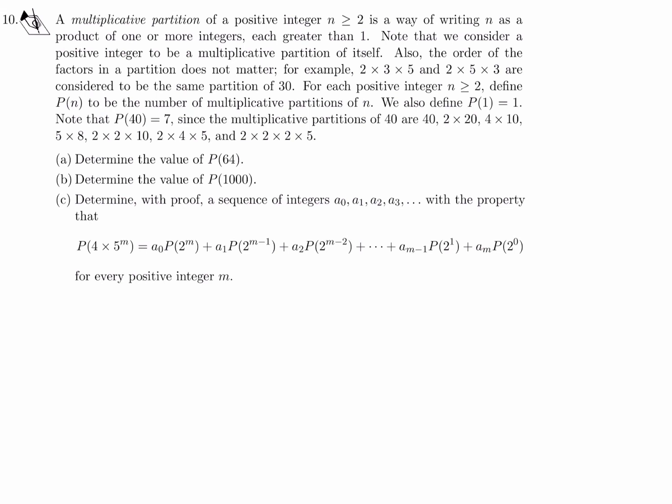For each positive integer n greater than or equal to 2, define p of n to be the number of multiplicative partitions of n. We also define p of 1 as 1, and note that p of 40 is 7, since the multiplicative partitions of 40 are 40, 2 times 20, 4 times 10, 5 times 8, 2 times 2 times 10, 2 times 4 times 5, and 2 times 2 times 2 times 5. Determine the value of p of 64.